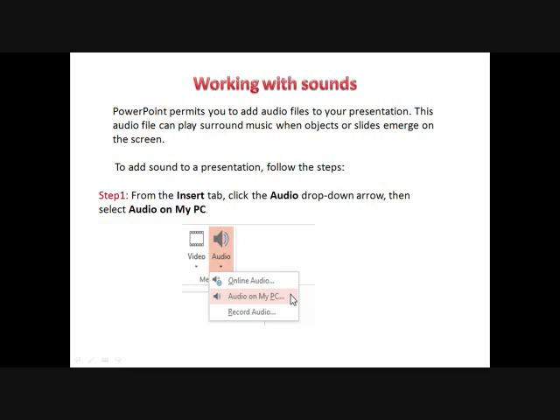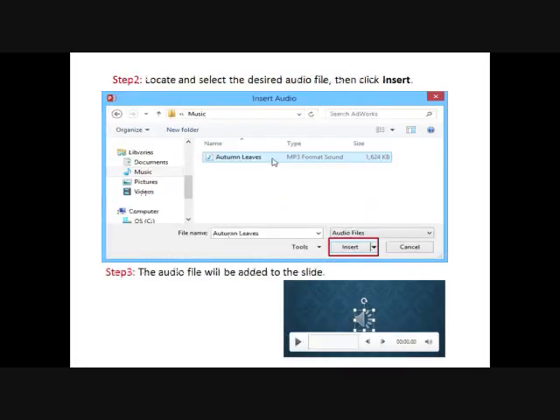You can select online audio also, means your computer should be connected to the internet, and from there you can get the online audios, or you can record the audio also. But here we are going to add an audio from your PC, means which is already in your computer system. Step 2, locate and select the desired audio file, then click insert.